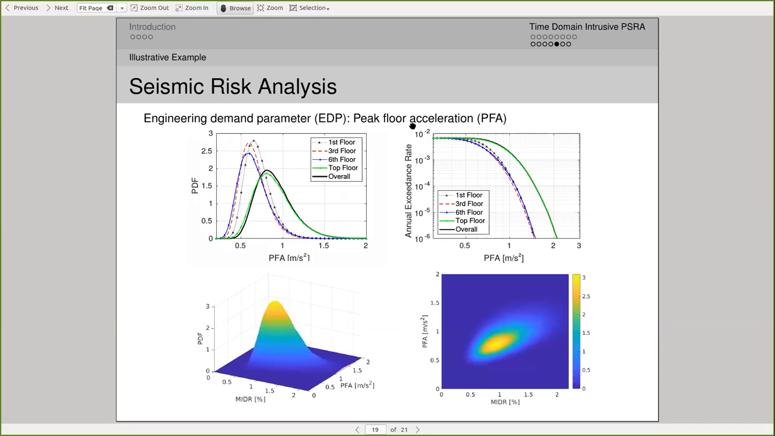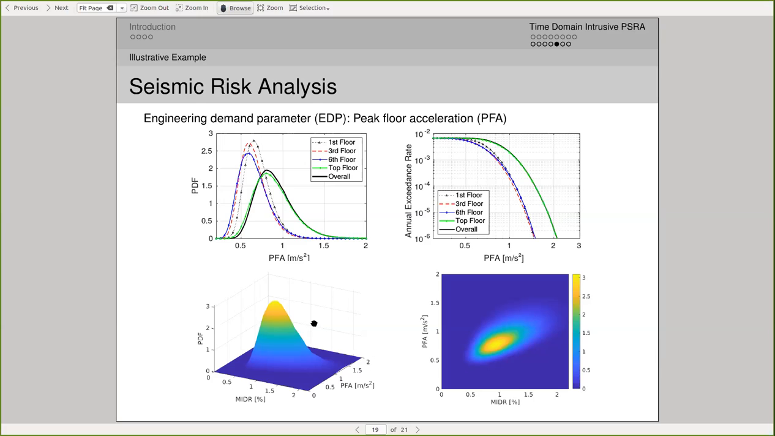And similarly, we can also choose the peak floor acceleration, because some building, or some structure system, might be sensitive to the acceleration control. We can also get the PDF of the peak floor acceleration at the different floors and the overall whole structure, and we can also get the EDP hazard for the peak floor acceleration.